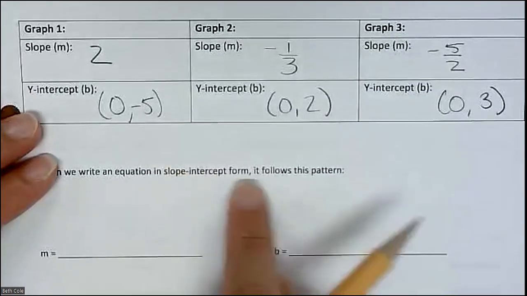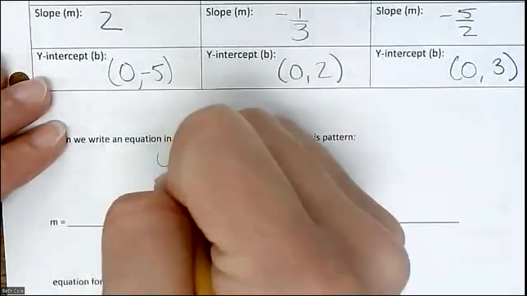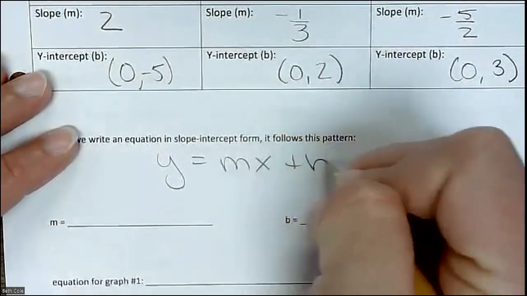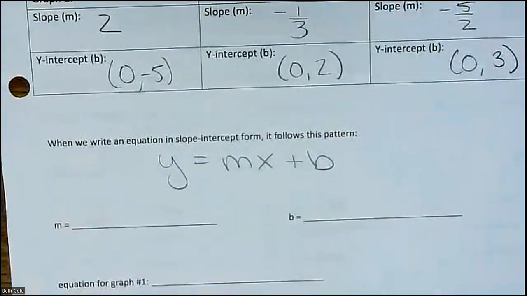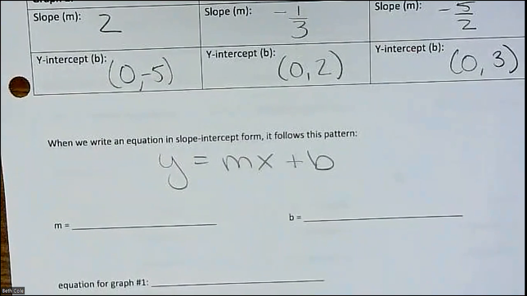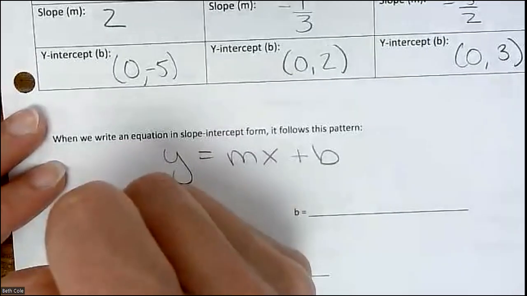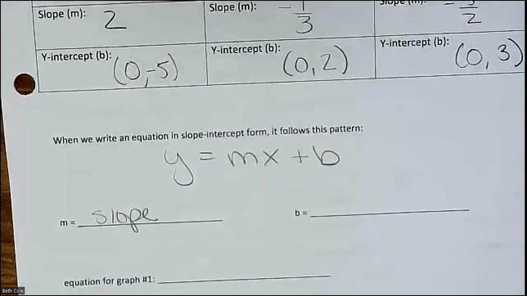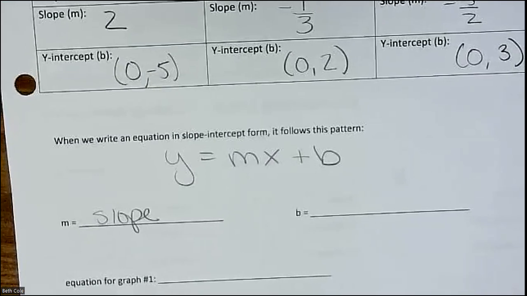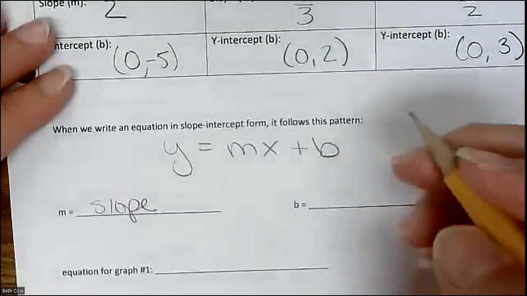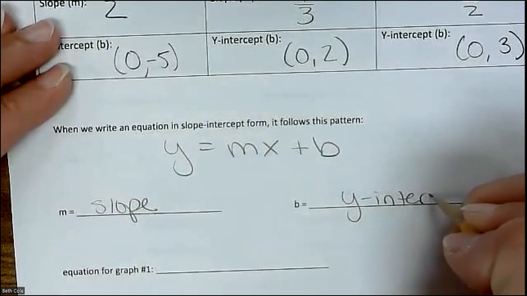So when we write an equation in slope-intercept form, it follows this pattern. Y equals mx plus b. Have you heard that before? Okay, write it down. It is super important. Your life for the next month is going to be counting little boxes and y equals mx plus b. So get comfortable. All right. M is the slope. So that's counting the little boxes. All right. And then b is the y-intercept.